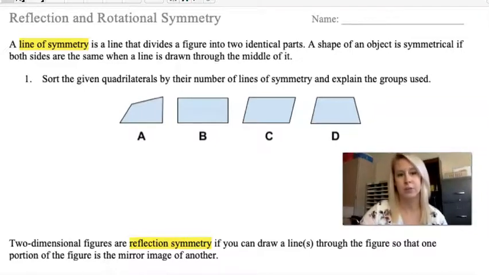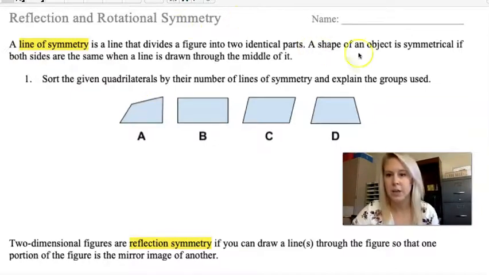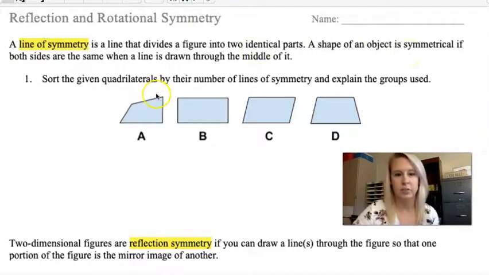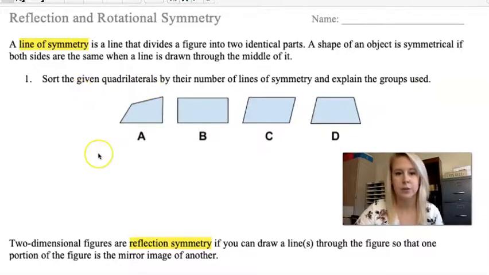So let's talk about reflection first. A line of symmetry is a line that divides a figure into two identical parts. So think about the middle of something. The shape of an object is symmetrical if both sides are the same when a line is drawn through the middle of it.